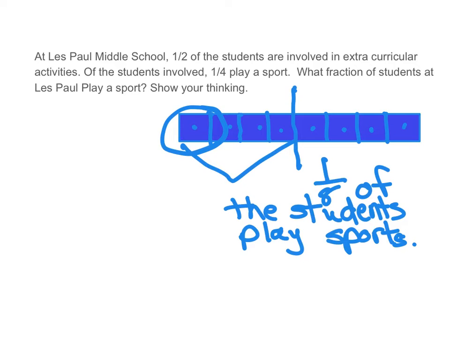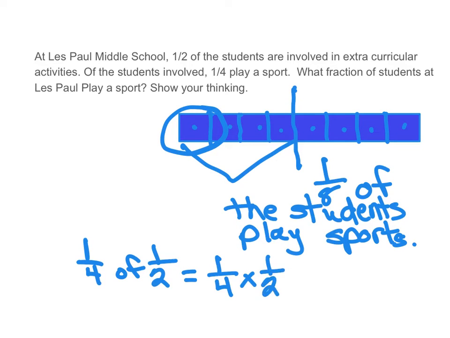To solve it mathematically, we think of what is 1/4 of 1/2, and we make that a multiplication problem. And we multiply our numerator times our numerator, and our denominator times our denominator, and again we get 1/8 of the students play sports. Remember to turn the page.